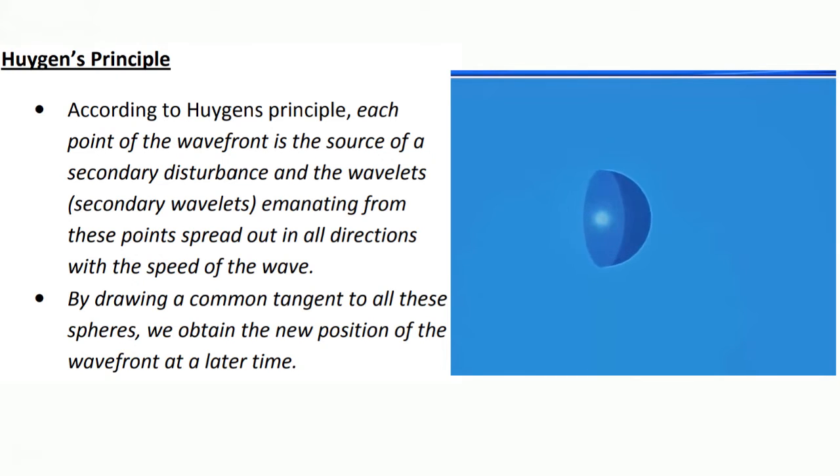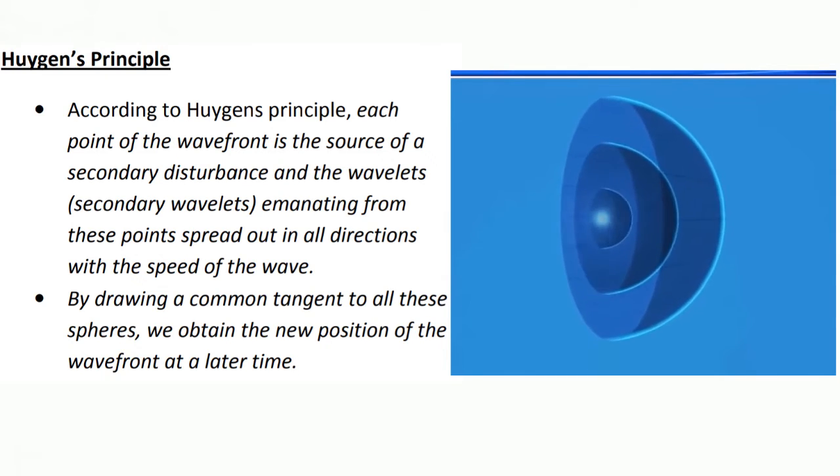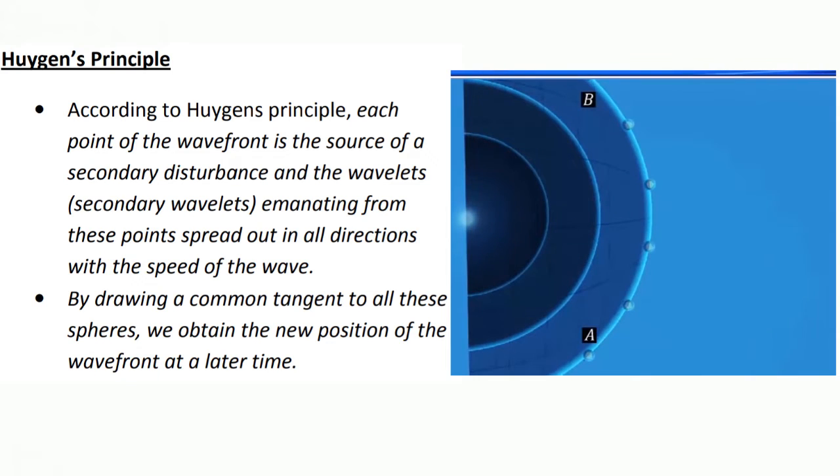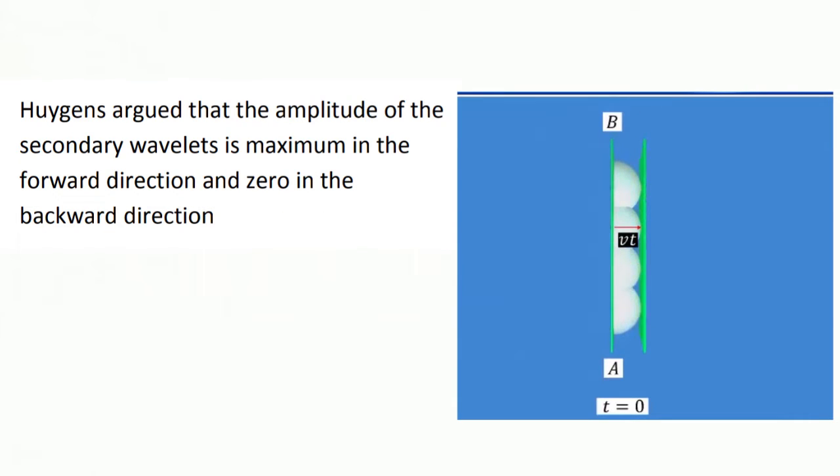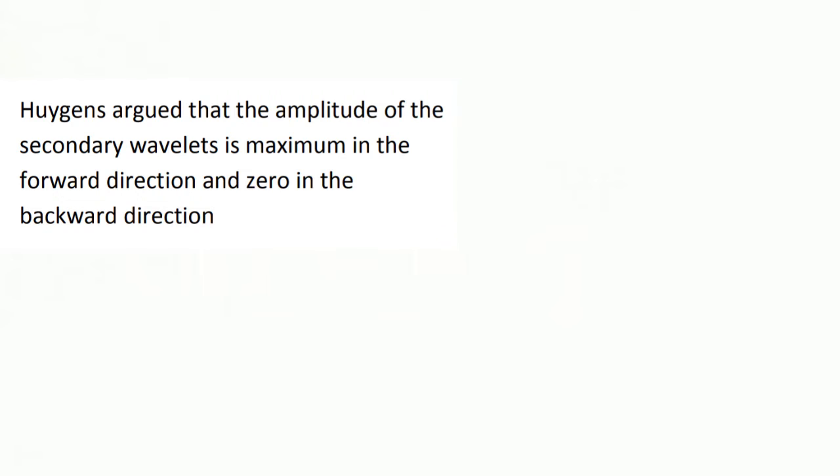Huygens' principle. According to Huygens' principle, each point of the wave front is the source of secondary disturbance and the wavelets emanating from these points spread out in all directions with the speed of the wave. By drawing a common tangent to all these spheres, we obtain the new position of the wavefront at a later time. Huygens argued that the amplitude of the secondary wavelets is maximum in the forward direction and zero in the backward direction.